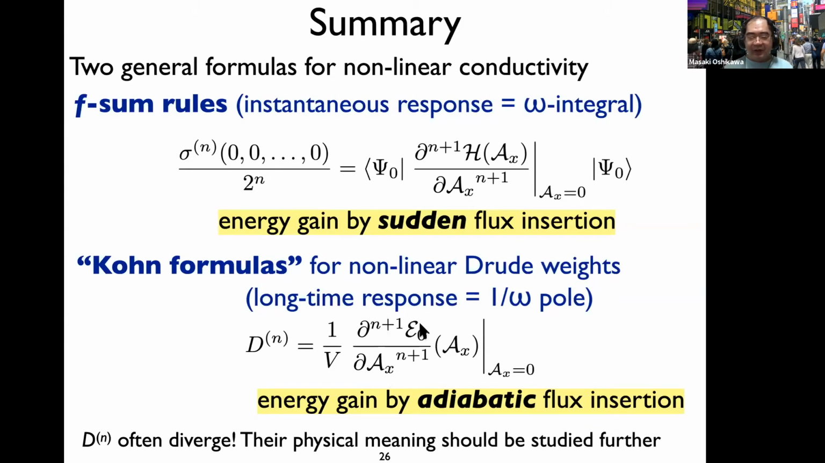In the Kohn formula for the Drude weight, you take the derivative of the ground state energy as a function of flux or vector potential. But in the F-sum rule, you consider the Hamiltonian as an operator, a function of vector potential, and then take the derivative. And after taking the derivative, you take the ground state expectation value. So they are different. Those formulas are nice, but as pointed out, this seems rather tricky. One indication of its tricky nature is the actual divergence of this nonlinear Drude weight in certain 1D exactly solvable systems. And honestly, I don't fully understand its physical meaning.